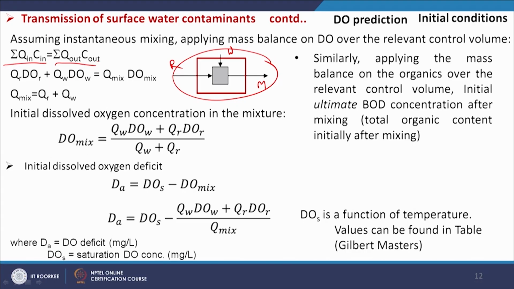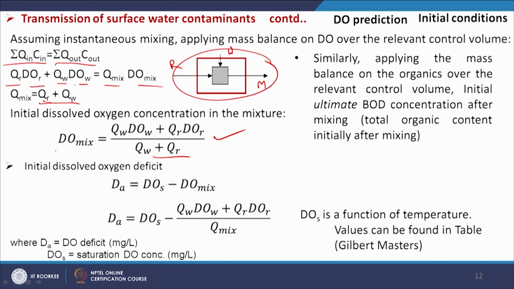So, what we are getting is QR DOR with respect to dissolved oxygen balance for this stream, and this is QW DOW, which is equal to Q mix DO mix. Q mix is equal to QR plus QW. So, what will be the DO mix? DO mix equals (QR DOR plus QW DOW) divided by Q mix, and Q mix is nothing but QW plus QR. So, putting it here, we get the DO mix equal to this expression.